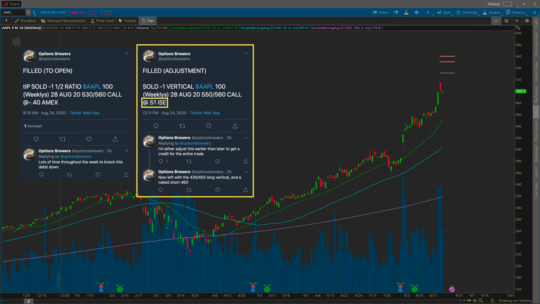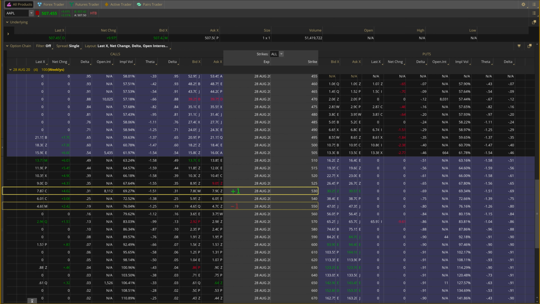And so I did that and collected a 51-cent credit for doing so, which means now my credit on the entire trade is 11 cents, and my position now is this 530-550 call vertical plus a naked short 560. And as I mentioned in yesterday's video, the break even on this trade is now at 580 because I have 20 points of coverage from the 530-550 long call vertical that can help me offset a 20-point loss on the naked short 560 call. So now the question that gets asked a lot is, why in the world would I take unlimited upside risk?